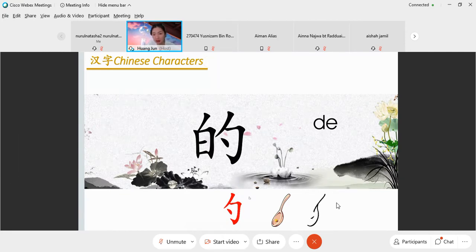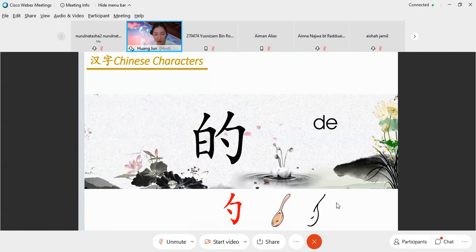Right side writing by this way. It's like people use a spoon to fetch a bean at here. So when you use a spoon to fetch the bean, means you already take the beans, it belongs to you. Okay, so this is how we're creating the things. It's like a spoon to take a bean. So this is to show the meaning for something belongs to another one. So this is how we remember the Chinese character de.